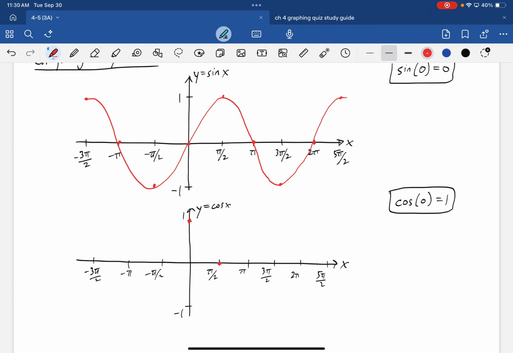And then the pattern is going to be pretty much the same. Cosine pi is -1, cosine 2 pi is 1 again. And same for the negative side. Cosine is an even function, right? So you'll notice it's symmetric across the y-axis. And so when I connect these points, I get this.